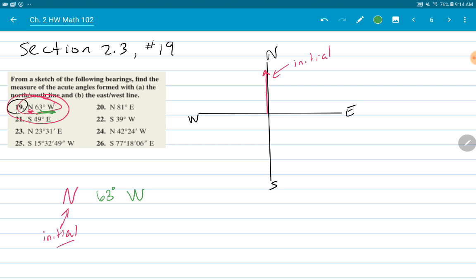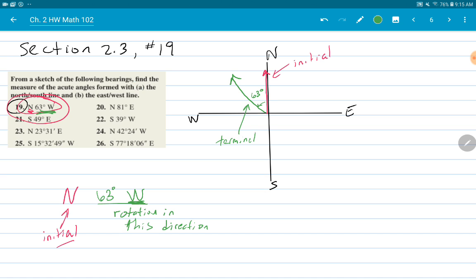So I'm facing north, and then I turn towards the west 63 degrees. So that rotates 63 degrees, and that gives me the terminal side. It's really a rotation in this direction, whatever is at the end, so in this case, that's west. Okay, so there's our 63.